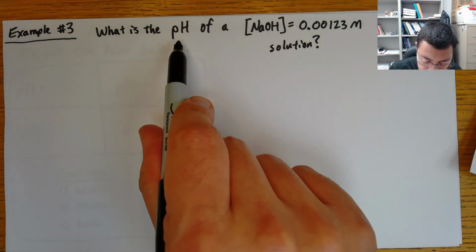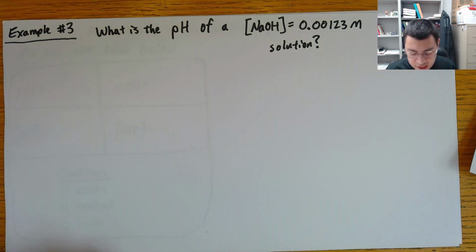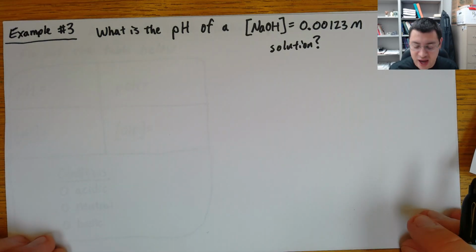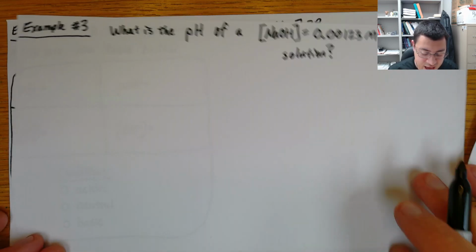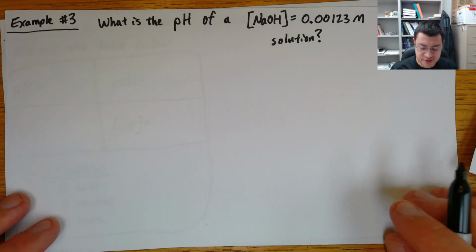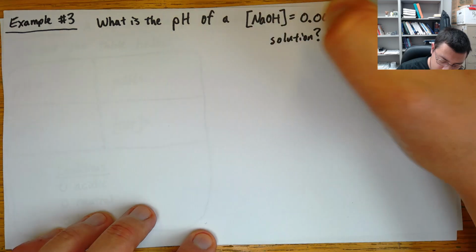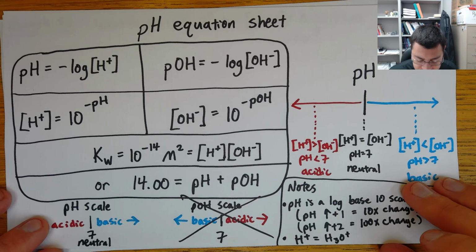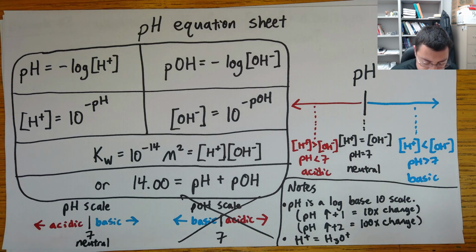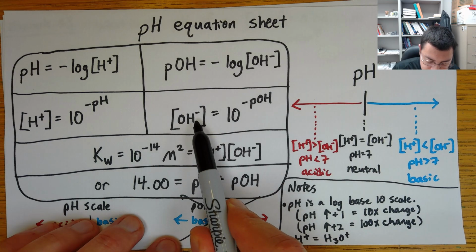Okay. Example 3. Let's do something a little different. What is the pH of, now here's the curveball, I gave sodium hydroxide as the reagent rather than an acid. I gave a base here instead. So we can go back to our menu of equations. We have an OH concentration right now.